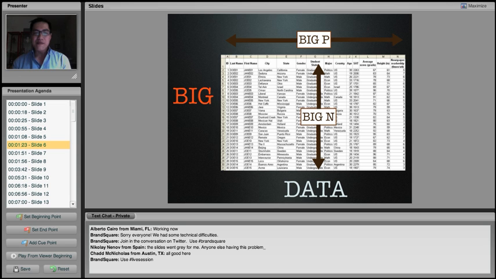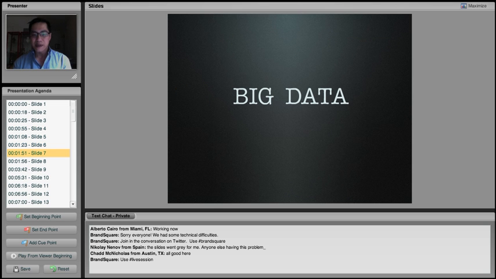The other side of big is big N. Big N represents the number of rows in the data set, and rows typically refers to customers or users or people. So what is changing is that both P and N are increasing at a very rapid rate, and these effects actually multiply. So we have exploding amounts of data.